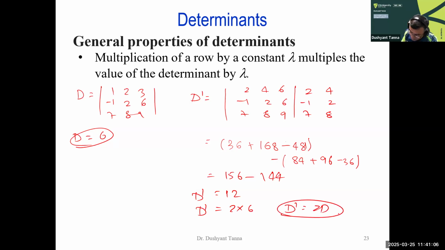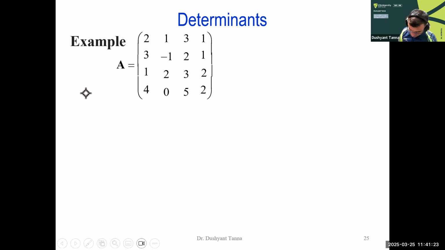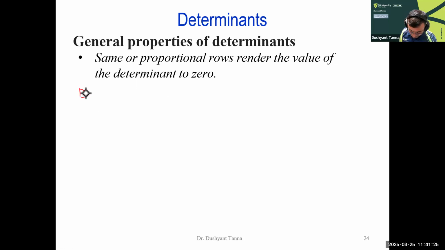Why did that happen? Because I multiplied row 1 by 2. If I had multiplied by 3, then the new D dash would be 3 times the previous. This one is very easy to prove, so I'm not going to prove it. What we are saying here is that the same or a proportional row will yield an output of 0, right?